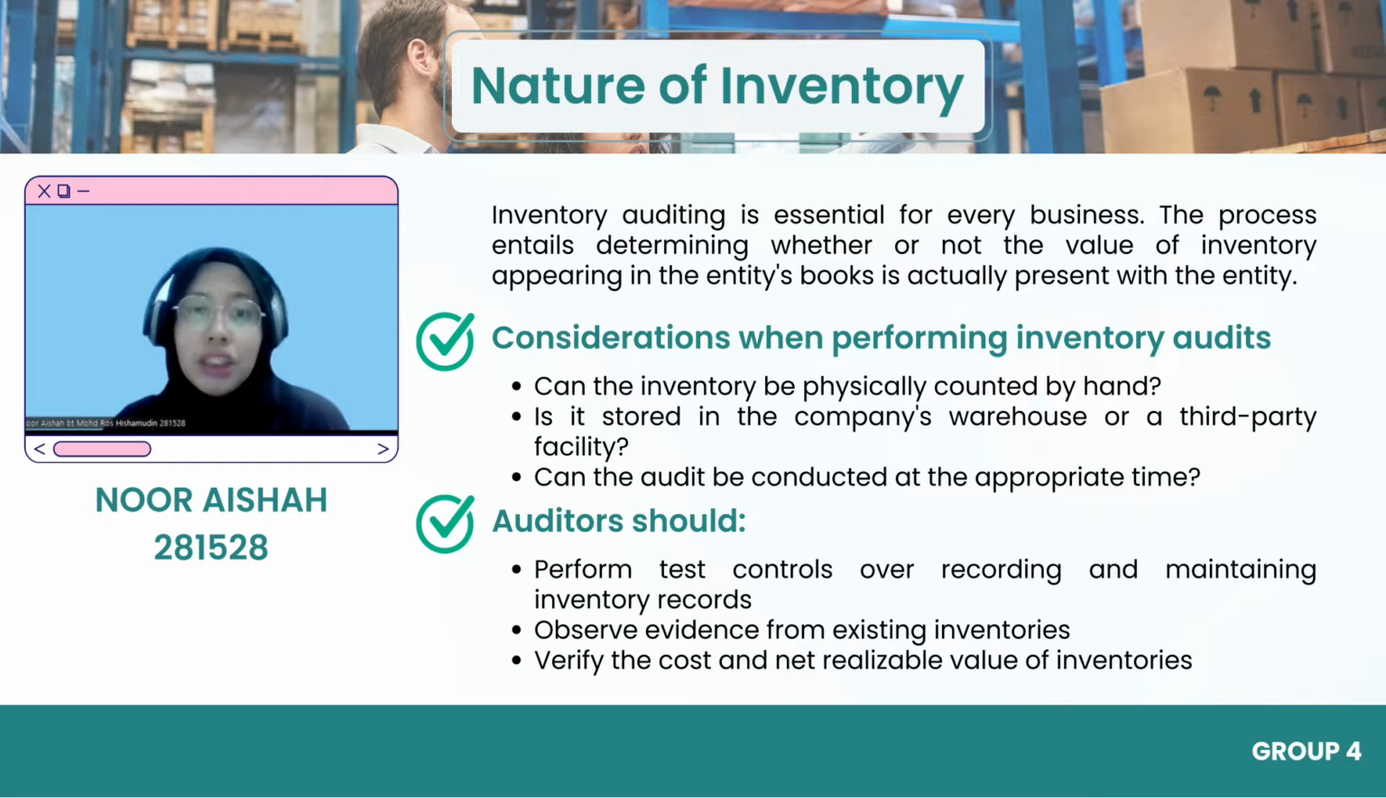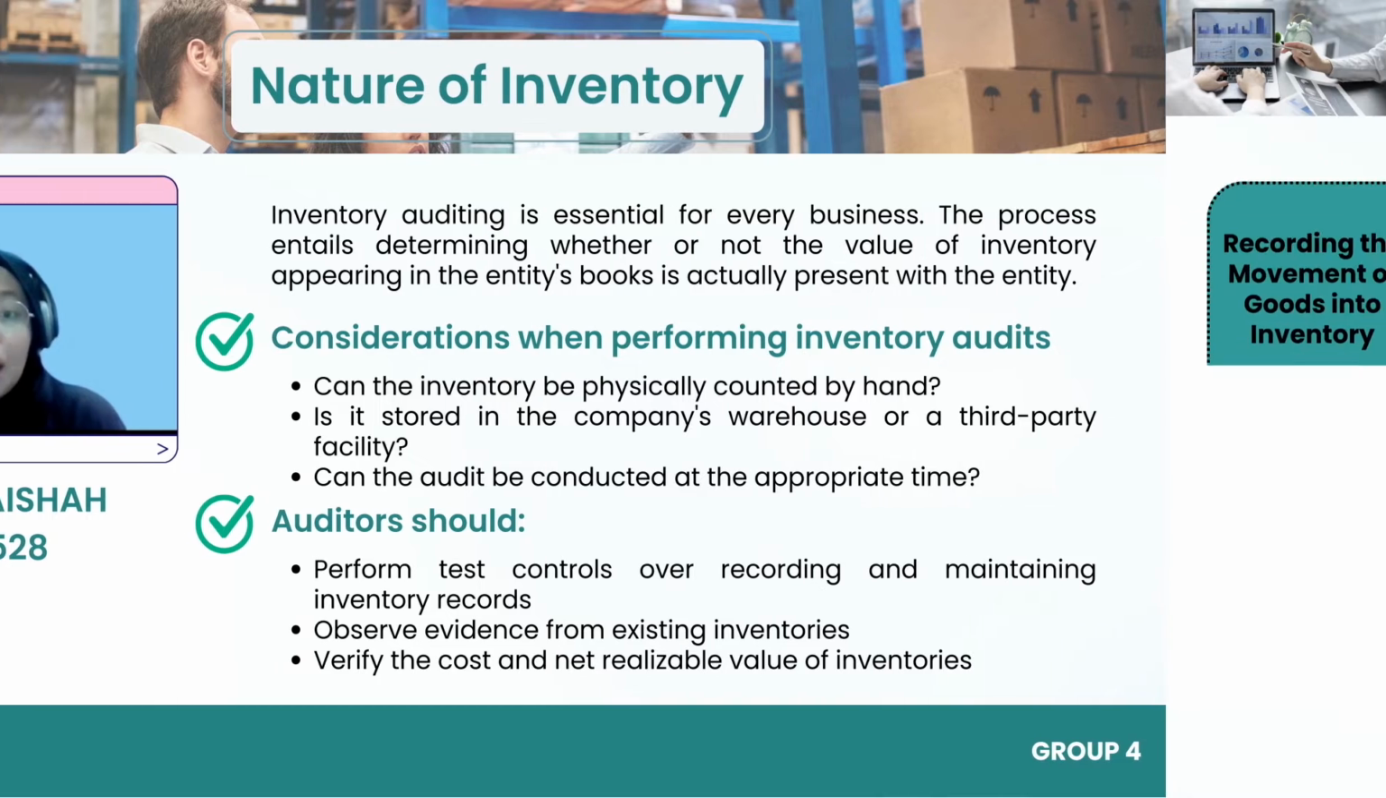Some considerations should be made by the company when performing inventory audits internally or while hiring external auditors. These factors include whether the company's inventory can be physically counted by hand, whether the inventory is stored in the company's warehouse or a third-party facility, and whether the audit can be conducted at the appropriate time. This consideration will aid in determining the audit procedure and timing. Entities that keep detailed inventory records can use them to calculate both the quantity and the value of their ending inventory. Auditors should perform test controls over recording and maintaining inventory records, observe evidence from existing inventories, and verify the cost and net realizable value of inventory.